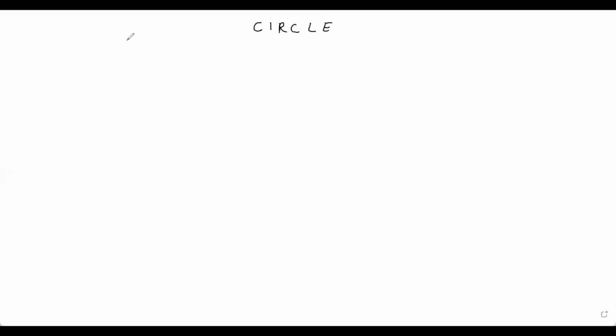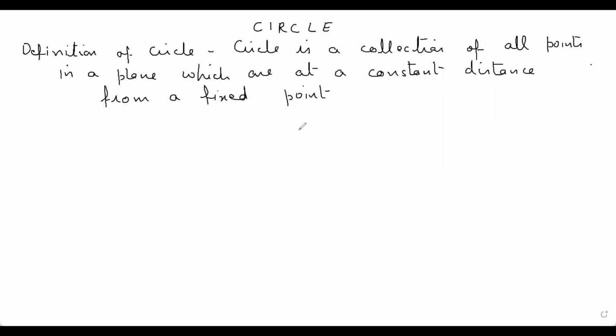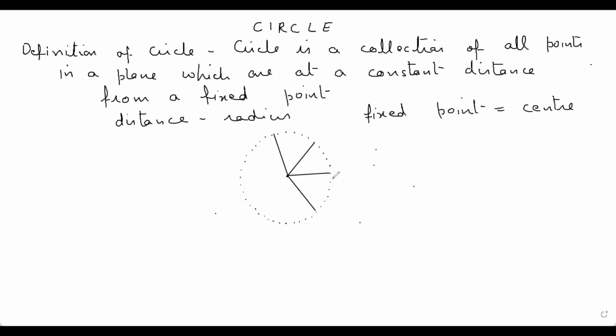Now I'm going to start this chapter, circle. First, I'm going to explain the definition of circle. Now the definition of circle is, circle is a collection of all points in a plane which are at a constant distance from a fixed point. Now the distance is radius and the fixed point is center. I'll explain it with the help of a figure. These are points. This is a fixed point and this is distance.